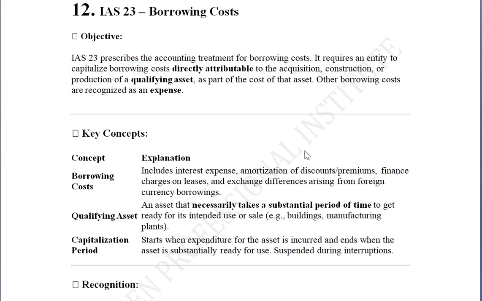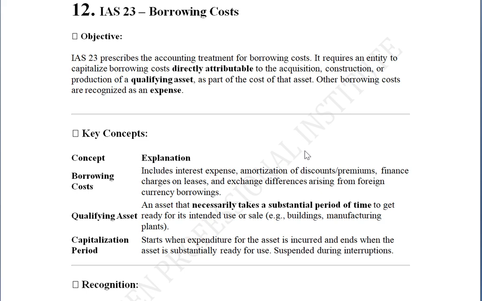So what are borrowing costs? Borrowing costs are all the interest expense, amortization of discount or premium, finance charges on lease contracts, and any exchange difference arising from foreign currency borrowing. So whenever we are talking about borrowing costs, that interest that is being charged, that is directly attributable, as well as amortization of discount and premium.